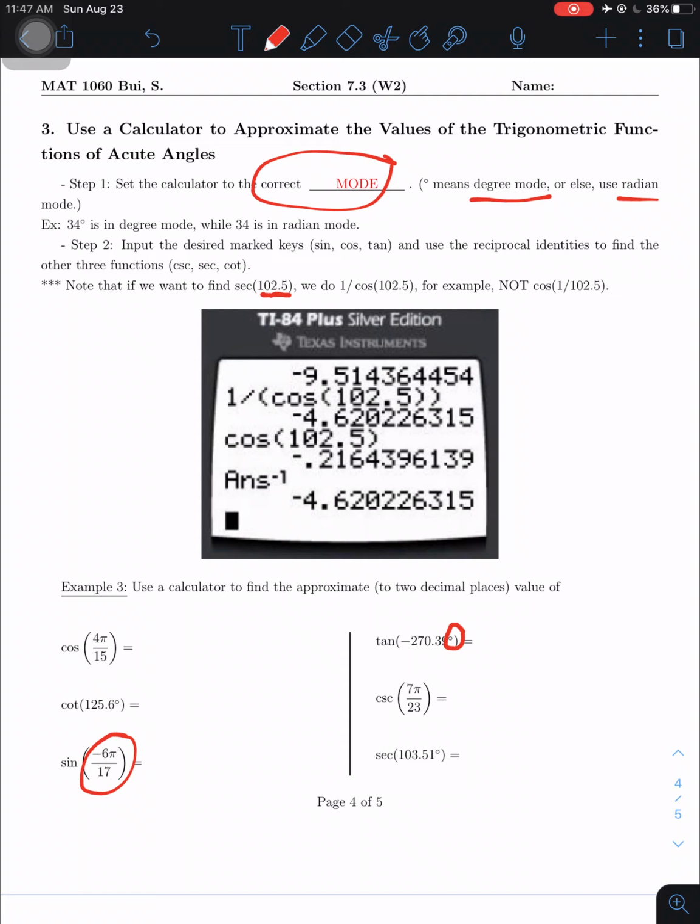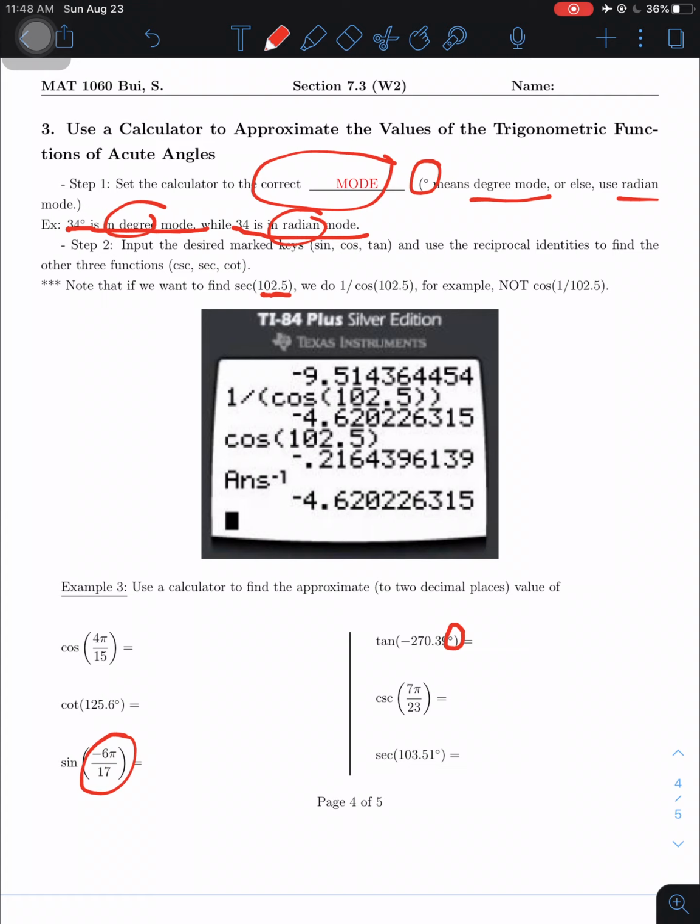Alright, so for example, this one in here, since it has the little circle on top of the 34, is in degree mode. And this one in here doesn't have that little circle, right? So it's in radian mode. Again, if you have this little circle, degree, else radian. Okay, that's step 1.